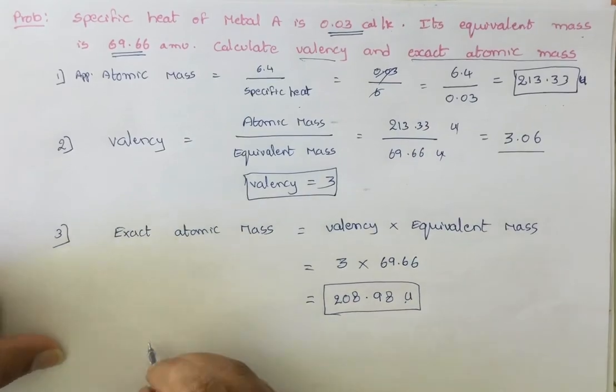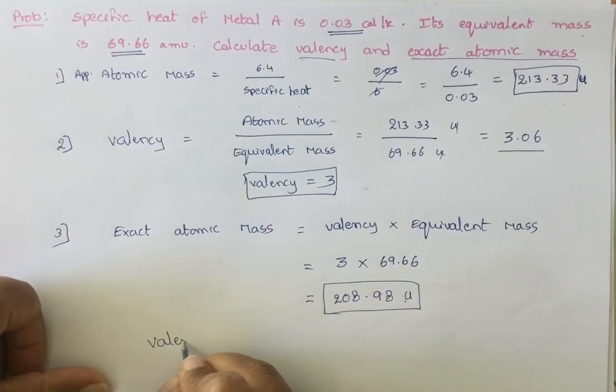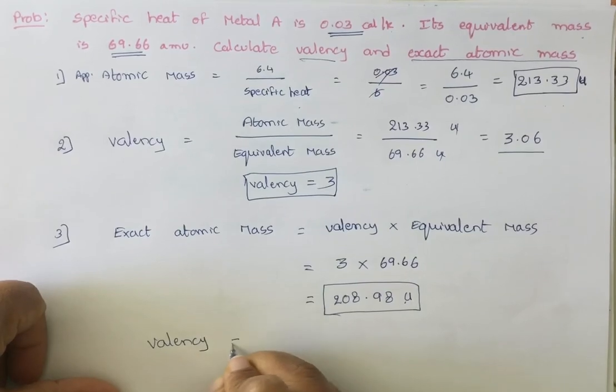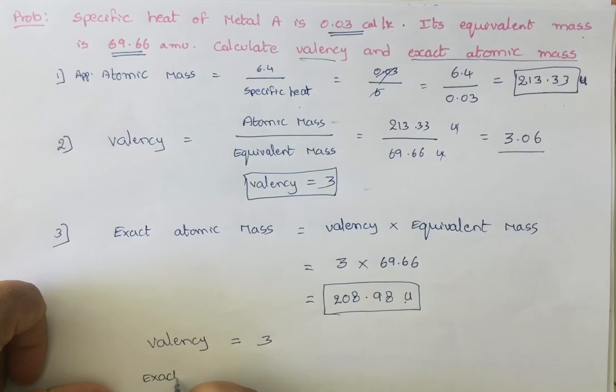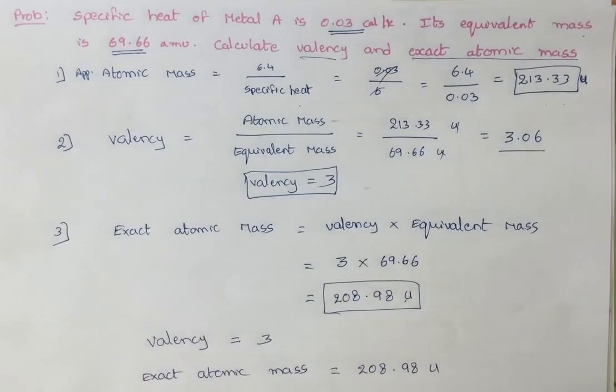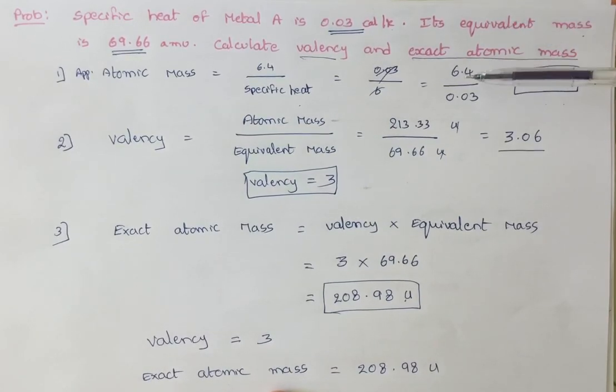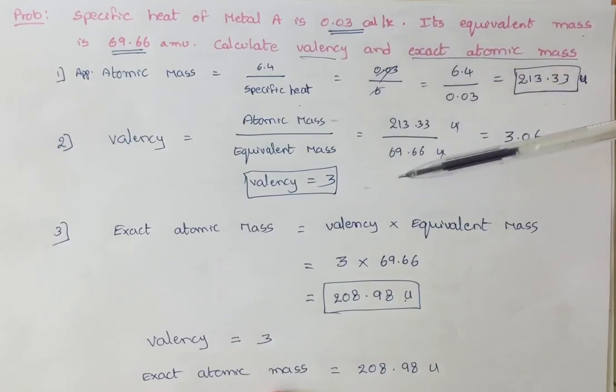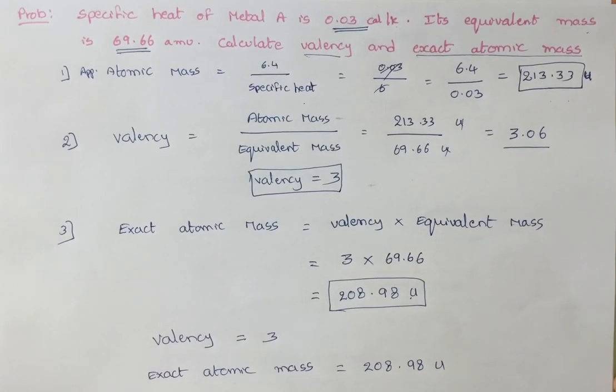So what you need to report at the end is that the valency of the given metal is equal to 3 and the exact atomic mass of the metal is equal to 208.98 unified mass. Valency doesn't have any units, whereas atomic mass has units, U, unified mass. So in this way, by using Dulong and Petit's law, you can calculate atomic mass, valency, exact atomic mass, etc. It's a very important problem for IIT JEE Mains.